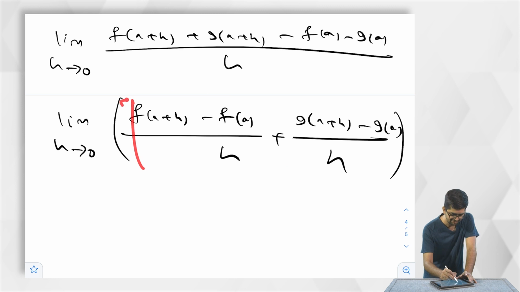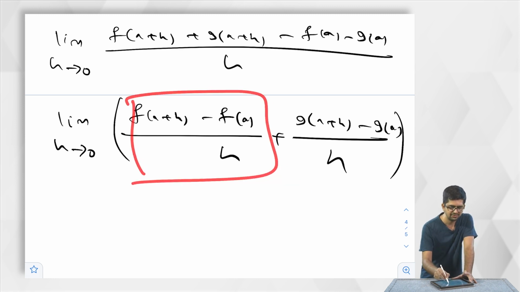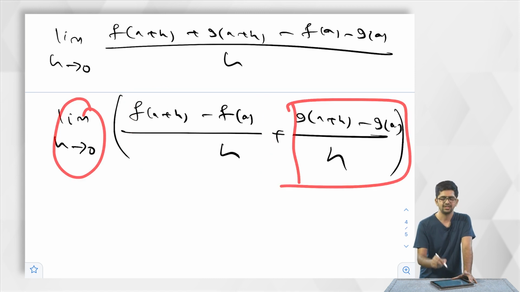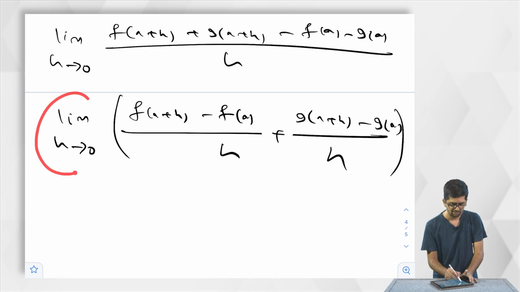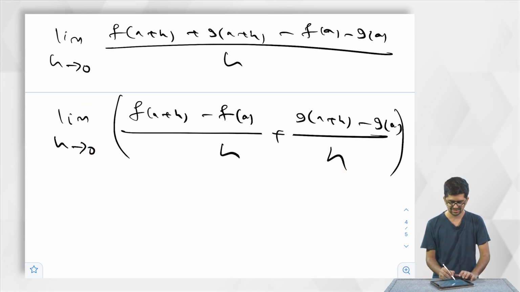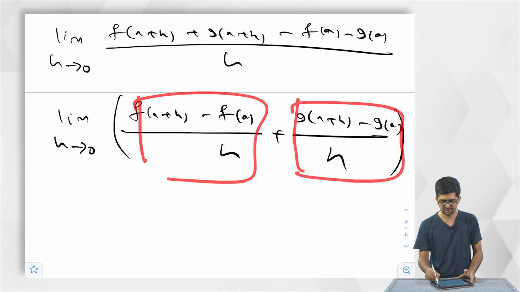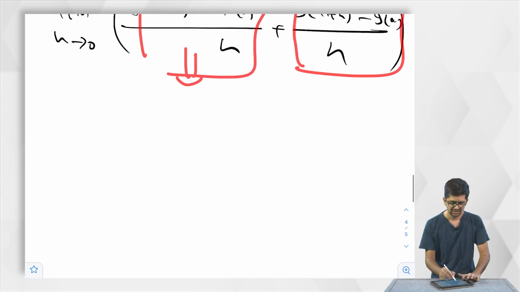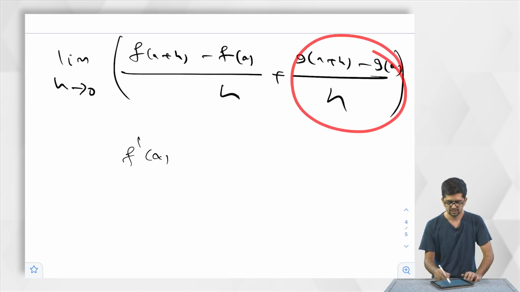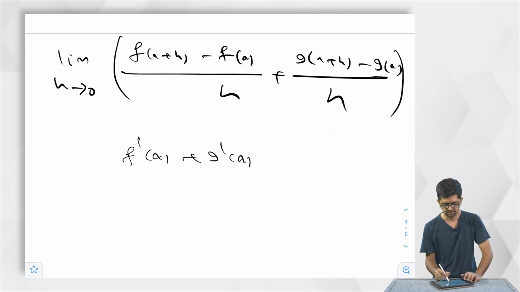Now, this is a function. I know that as h goes to 0, the limit of this function exists. As h goes to 0, the limit of this function also exists. So, as h goes to 0, the sum should exist and the result is just the limit of this plus the limit of this. What is the limit of this? This is simply f dash of a. What is the limit of this? It is simply g dash of a.